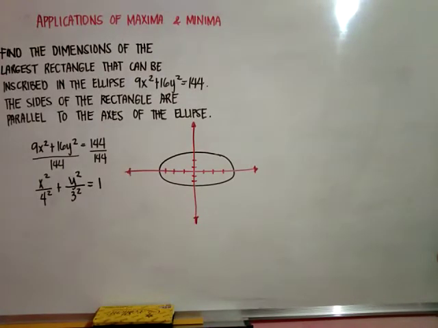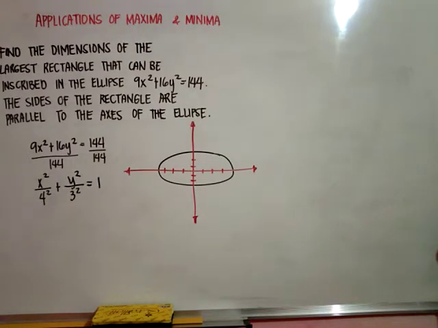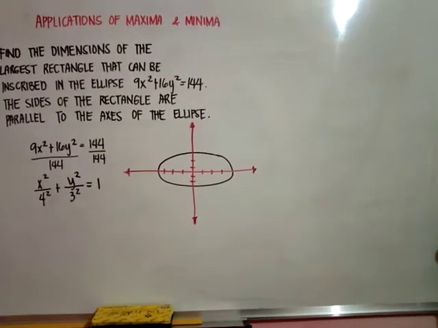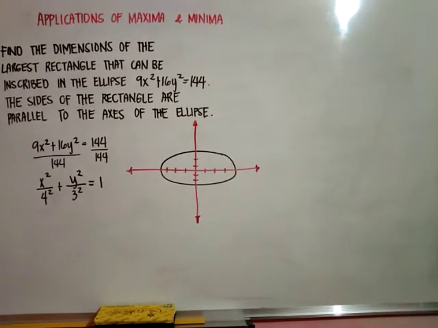So, for our second example, find the dimensions of the largest rectangle that can be inscribed in the ellipse 9x squared plus 16y squared equals 144. The sides of the rectangle are parallel to the axis of the ellipse. So, ano nga ba yung first step natin? So, draw a figure. Dito, pag-plot natin kung ano ba yung magiging itsura nung figure natin.